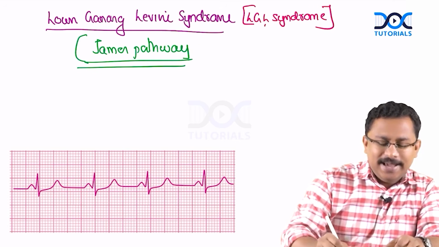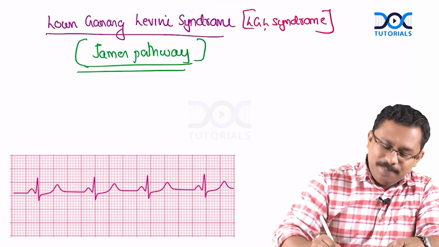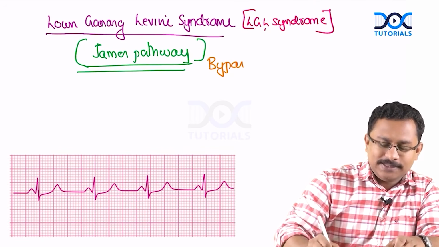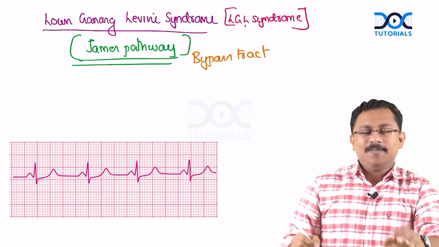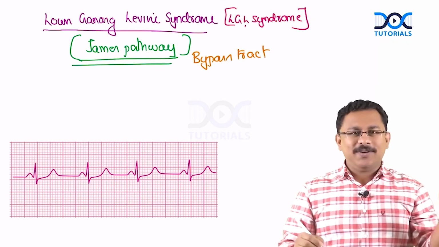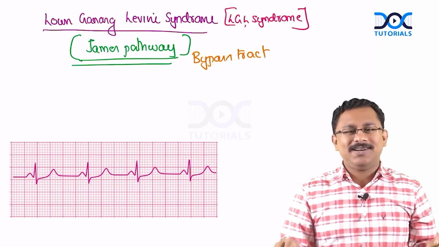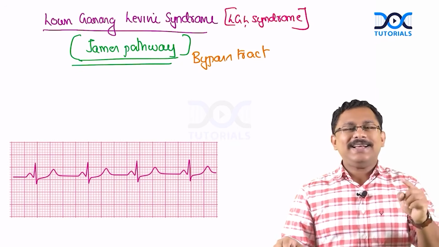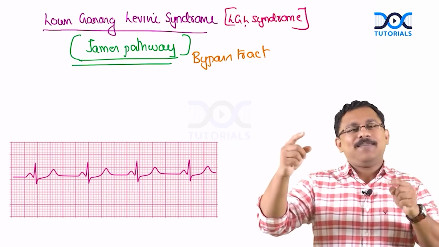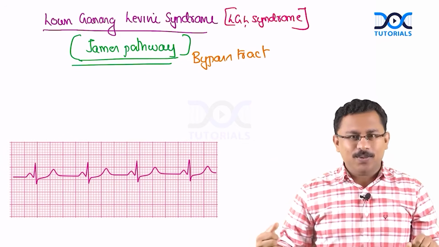Now this is acting as the bypass tract. But remember, this bypasses the AV node just like the WPW syndrome. But remember, in case of WPW, the bypass actually was to the ventricular myocardium.